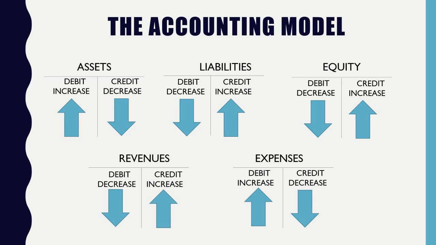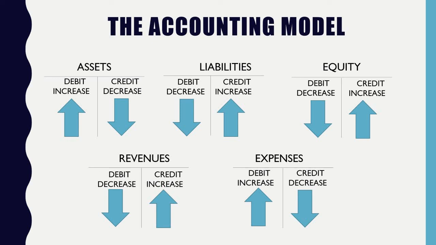It's like when you're counting: if you take 10 steps to the left, how do you get back to 0? You take 10 steps to the right and you're at 0. So this is the same concept. When we're trying to increase our assets, we increase them with a debit, and we decrease an asset with a credit. This only applies to assets and expenses.